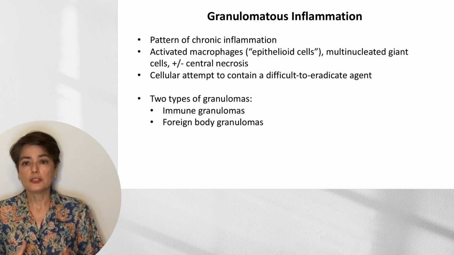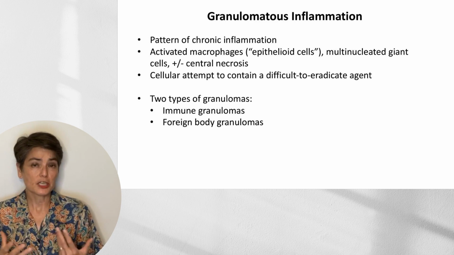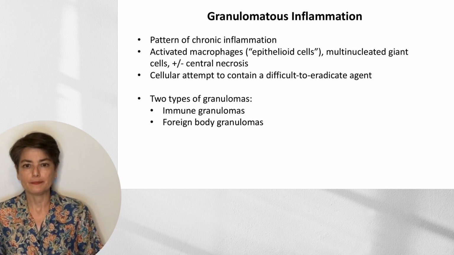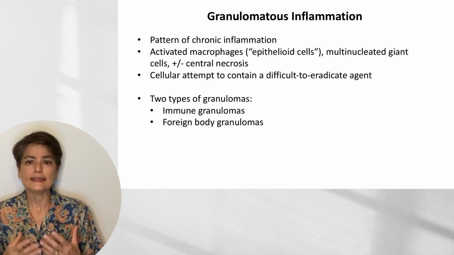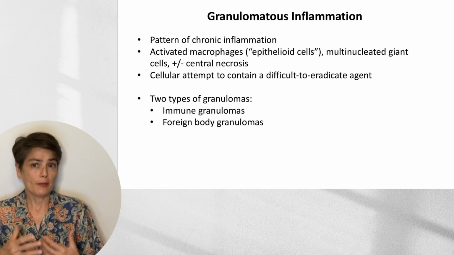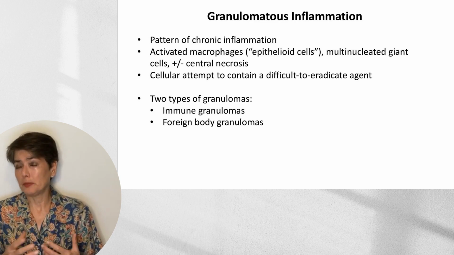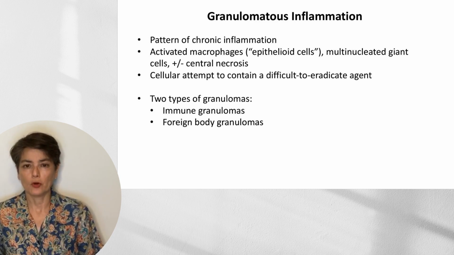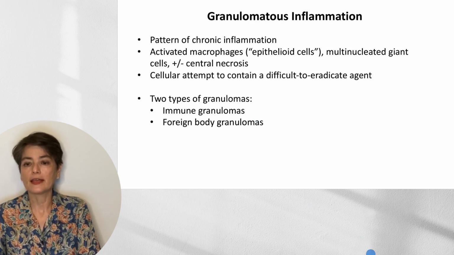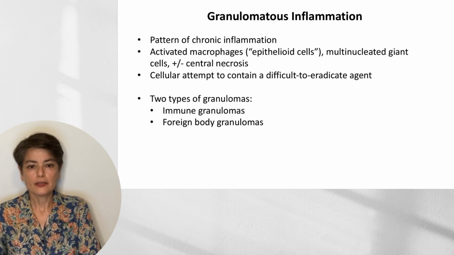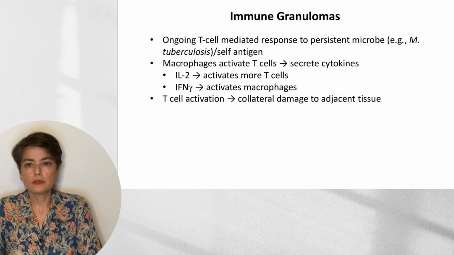Now, these macrophages can form multinucleated giant cells, and the granuloma itself may or may not have central necrosis, which can be a clue when we're thinking about etiology. And what granulomas are is an attempt by the cell to contain a difficult to eradicate agent. So it may be a foreign body, or it could be a difficult to eradicate microbe. Now, there are two types of granulomas. There are immune granulomas and foreign body granulomas, and we're going to go through each of these in loving detail. Let us begin with immune granulomas.